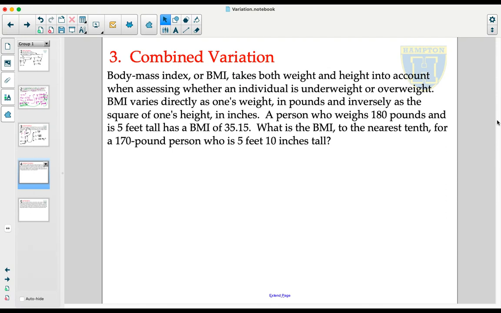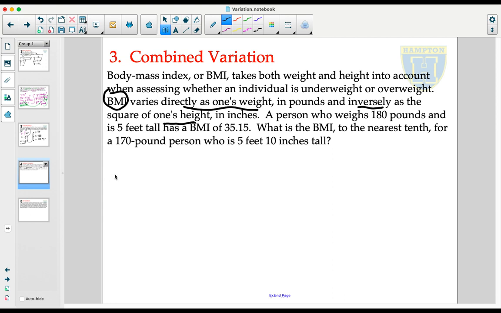Our next type of variation is a combined variation. And in a combined variation, you should anticipate seeing both a direct variation and an inverse variation described in the question. So in this question, for our evaluation of body mass index, or BMI, we have that the BMI varies directly as the weight, but inversely as the square of the height.